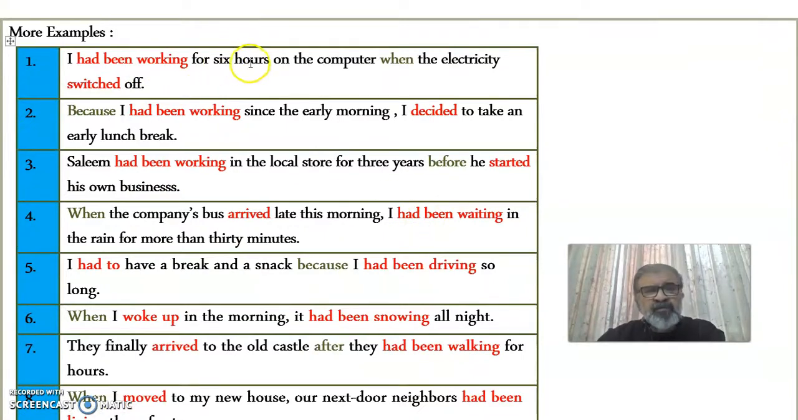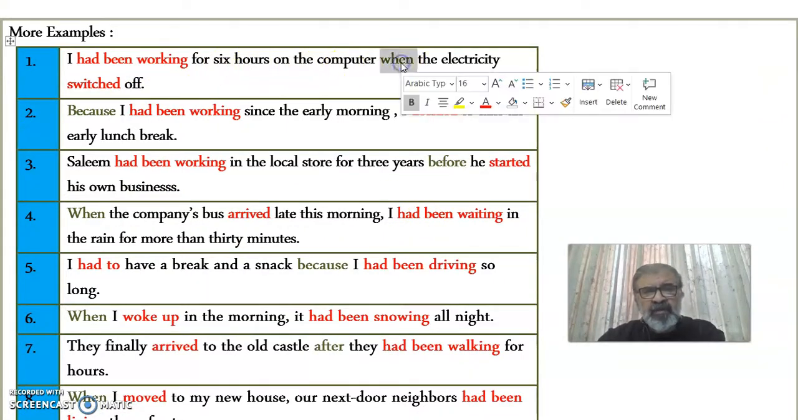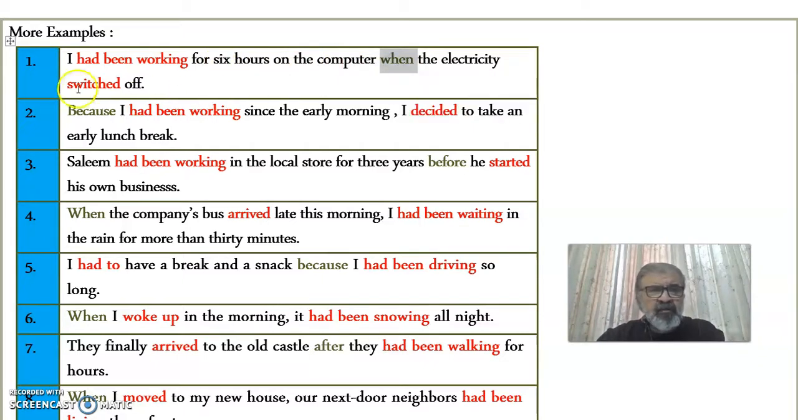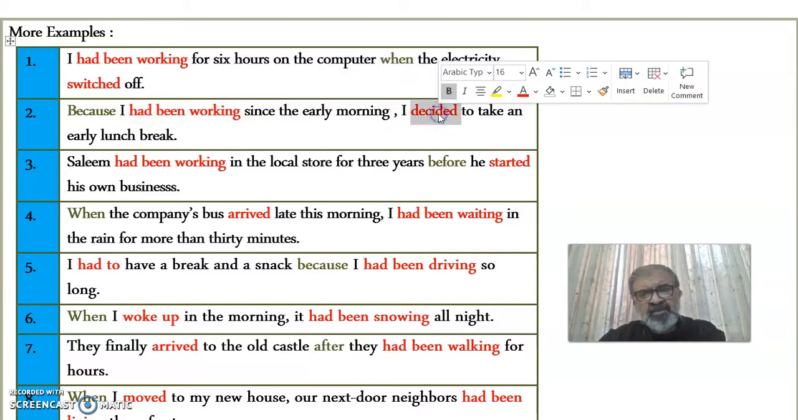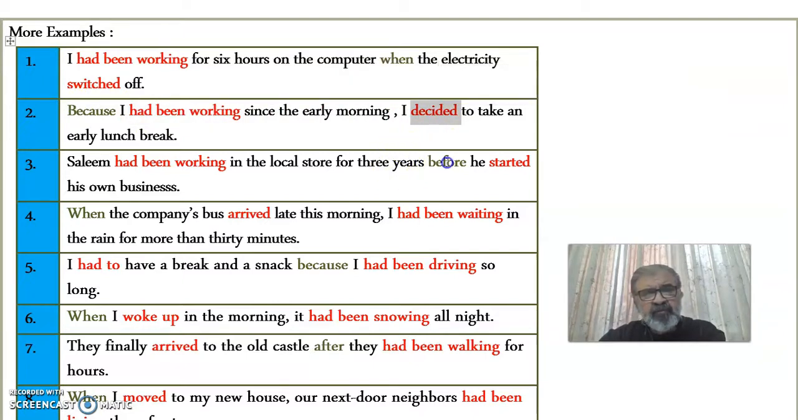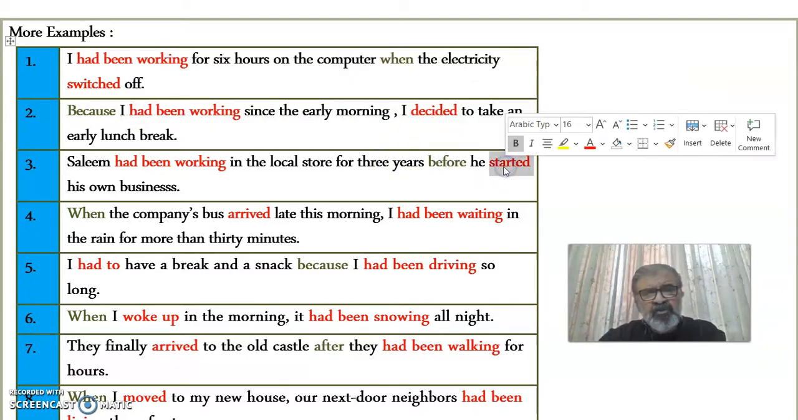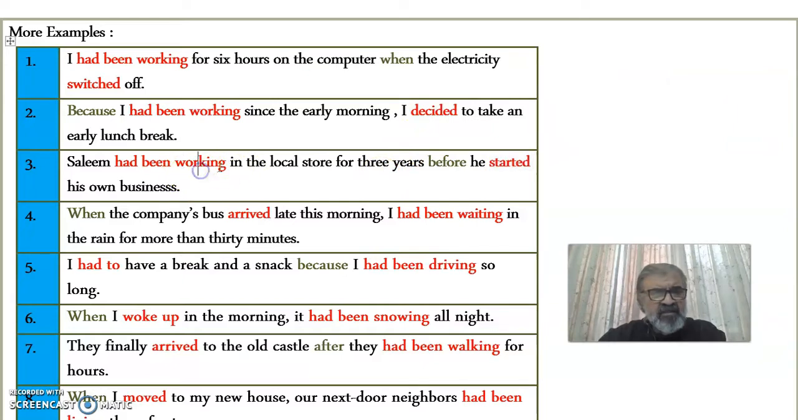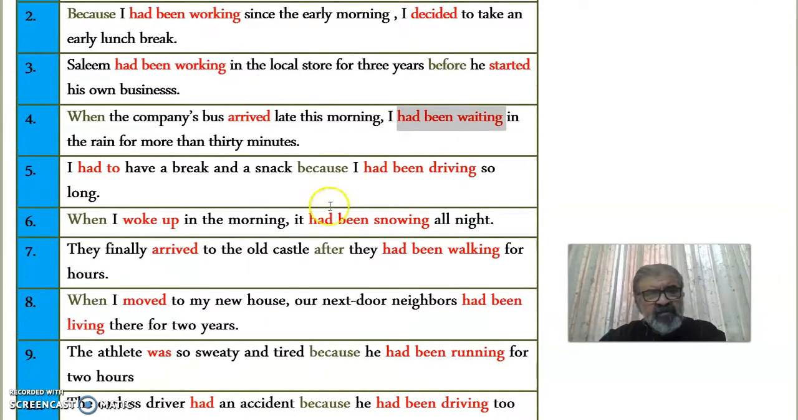I had been working for 6 hours on the computer when... Now you can always go back to the chart. "When" is followed by action 2, preceded by action 1. "Because" is followed by action 1, had been working, then action 2, decided. "Before" is followed by action 2 and preceded by action 1, had been working. "When" is followed by action 2 and then action 1, had been waiting.